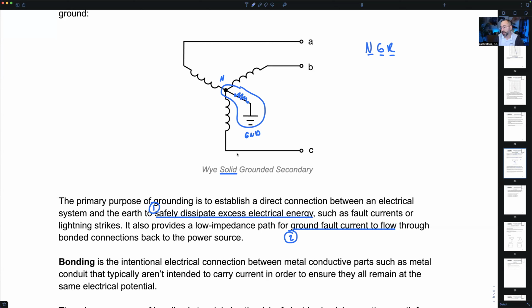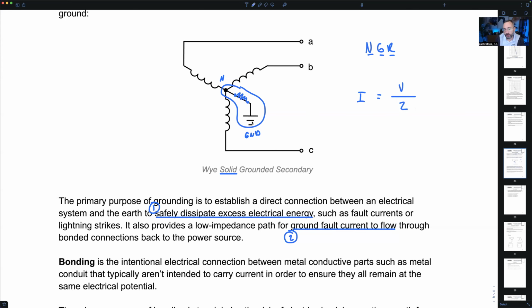Sure. Sam said, can you explain the applications where we use a high resistive ground versus a solid ground? Yeah, Sam, we talked about this last night in Transformers class, but basically Ohm's law, right? V equals IZ. If I set that equal to the current, I equals V over Z.